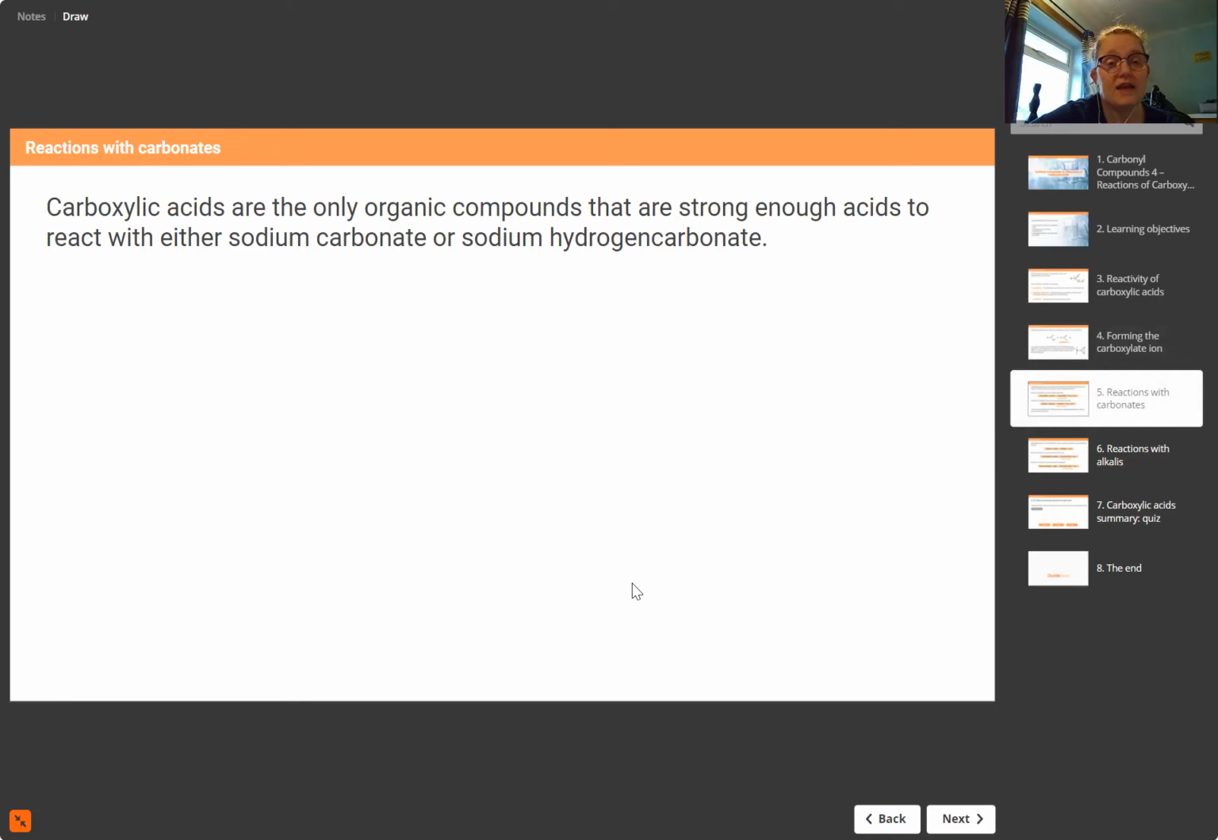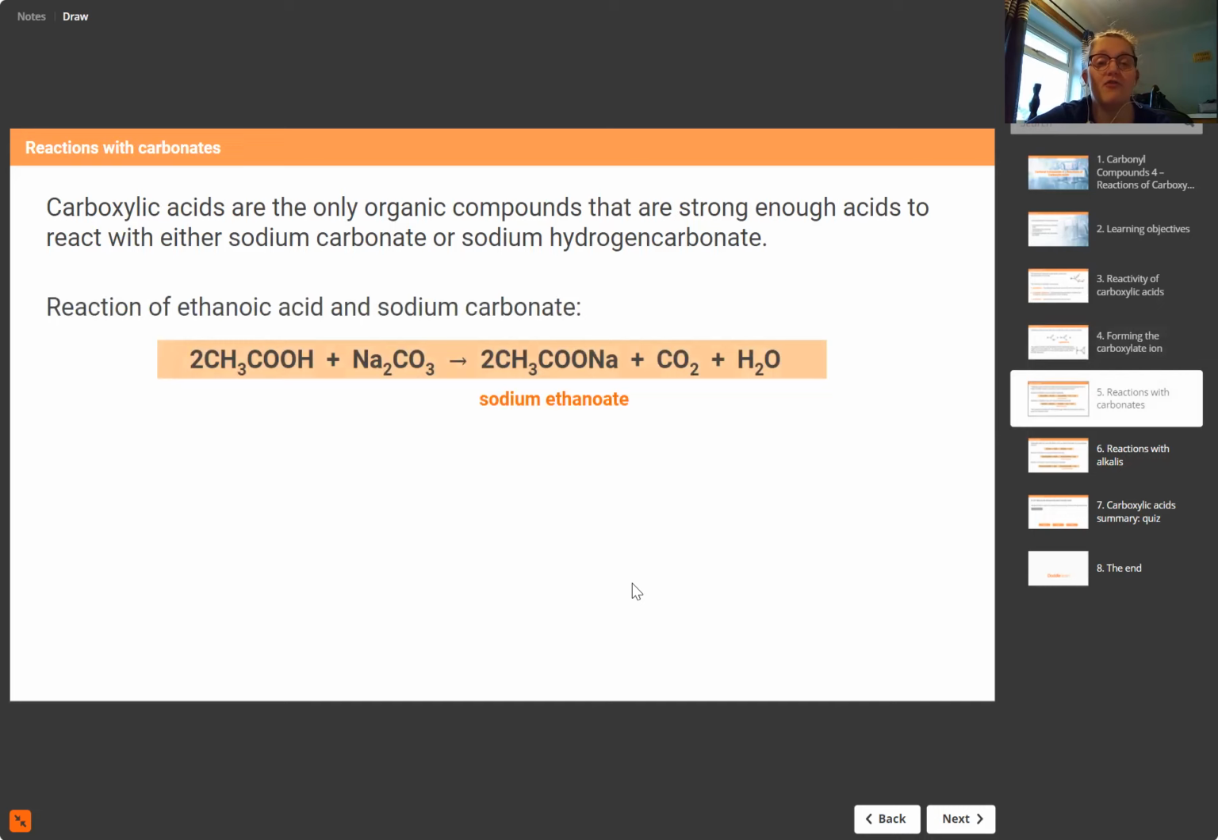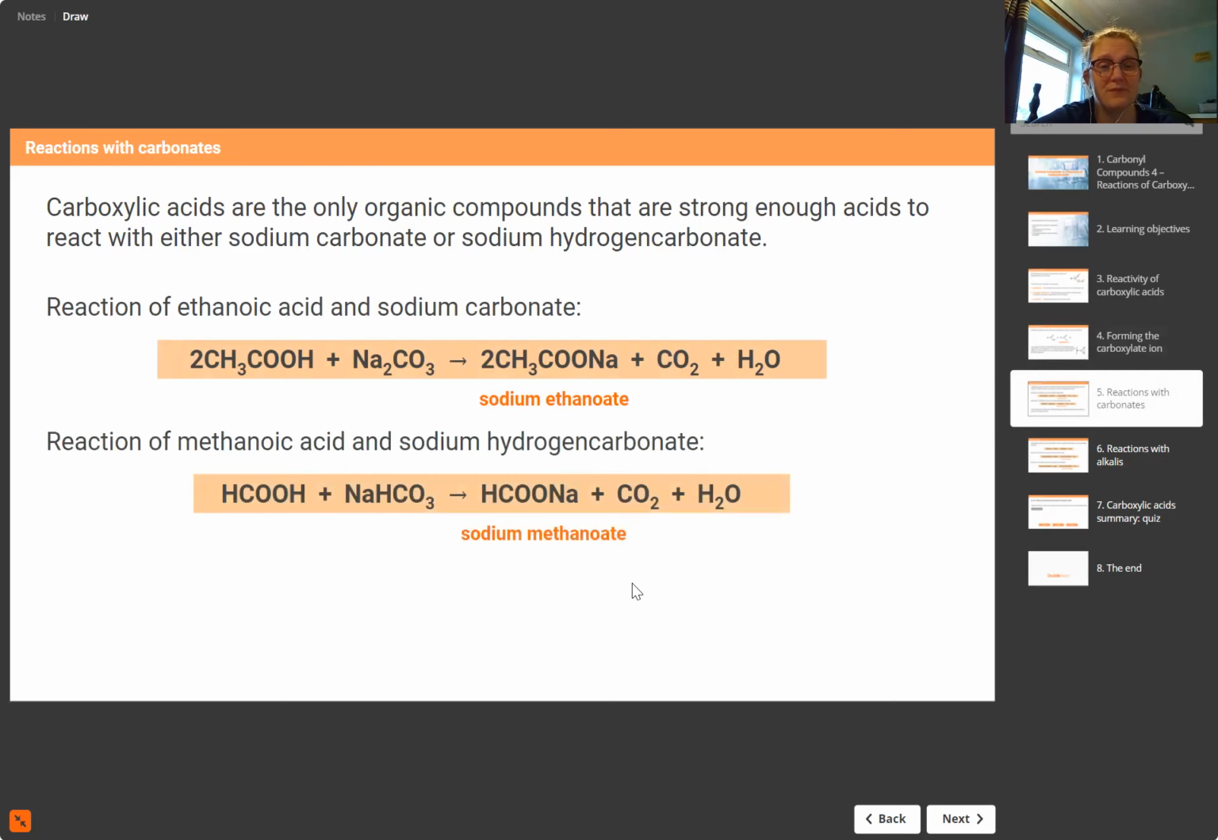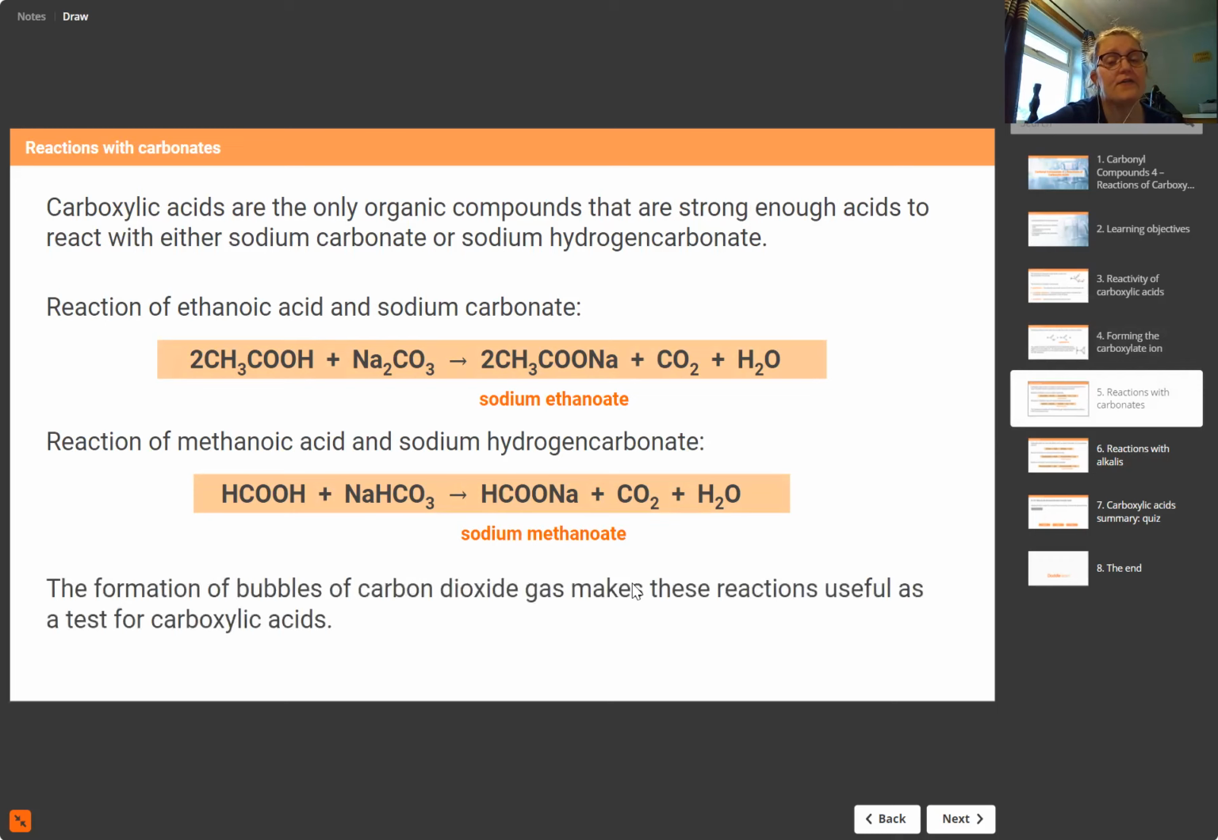Carboxylic acids are the only organic compounds that are actually strong enough acids to react with either sodium carbonate or sodium hydrogen carbonate. So the reaction of ethanoic acid and sodium carbonate you can see here, and it forms sodium ethanoate. If you reacted methanoic acid and sodium hydrogen carbonate, you would form sodium methanoate. So the formation of bubbles of carbon dioxide gas make these reactions really useful as a test for carboxylic acids.